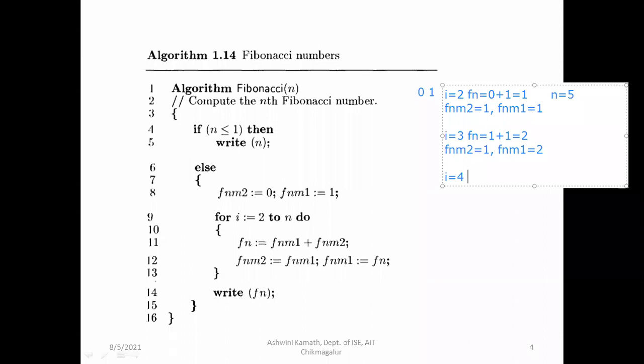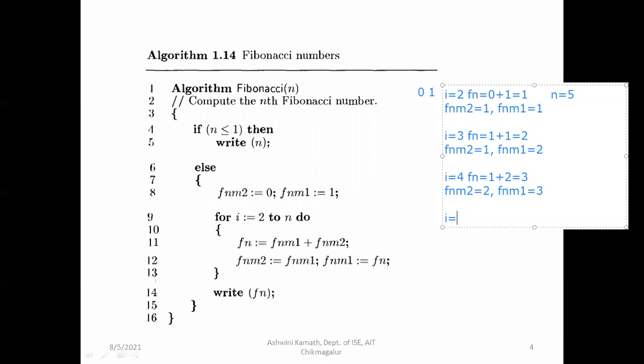Still we want the fifth Fibonacci number, so calculate it. Fn is equal to Fnm1 plus Fnm2, so 1 plus 2 is equal to 3. This is the fourth Fibonacci number. Again Fnm2 will be equal to Fnm1, that is 2, and Fnm1 is equal to the new number Fn, that is 3. Now i is equal to 5. When i becomes 5, the condition i less than or equal to n will be true, since the for loop runs from 2 up to n.